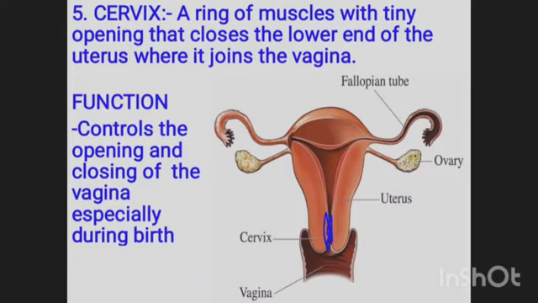Okay. And what's the function? It controls the opening and closing of the vagina during childbirth, especially childbirth. So it controls what? The closing and the opening of the what? Vagina. This is the vagina right here. So it opens and closes during childbirth. Open and closes of the vagina during what? Childbirth. Let's move on to the next slide.